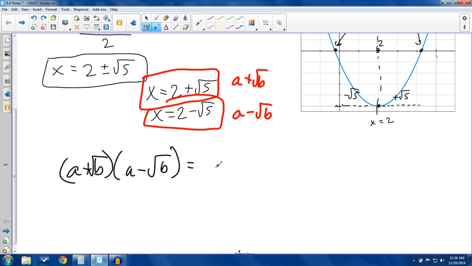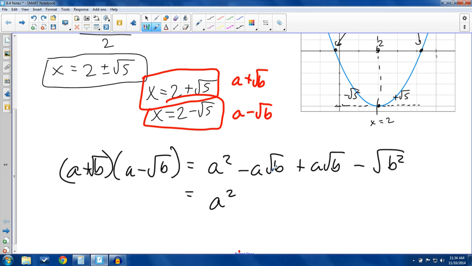This is kind of a difference of two squares. You get a squared minus a root b plus a root b minus the square root of b squared. So this becomes a squared. These two get canceled out, and the square root of b squared is b, so that's minus b.